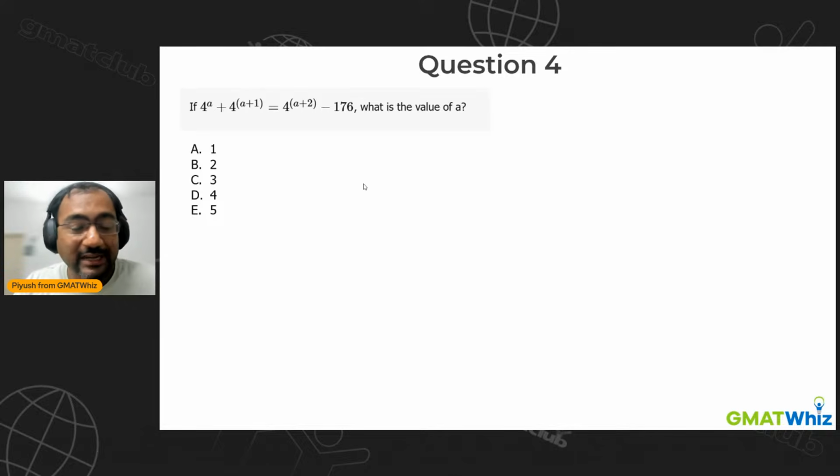Okay, so let's get to the fourth question. Now, with every question, the difficulty level goes up all the way to the last question. So we'll see those as well as we move forward.